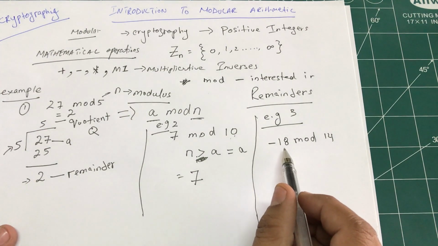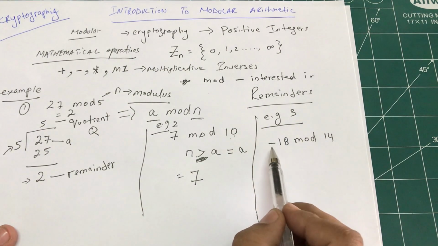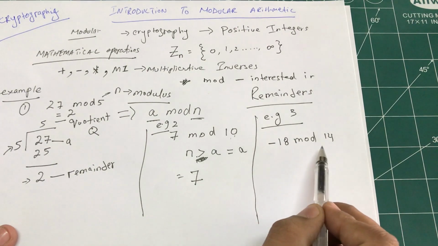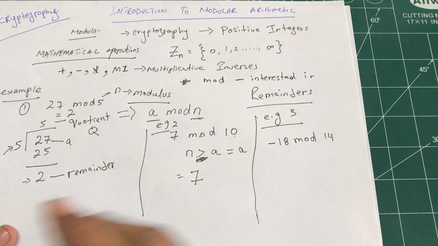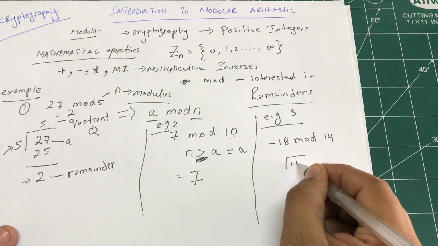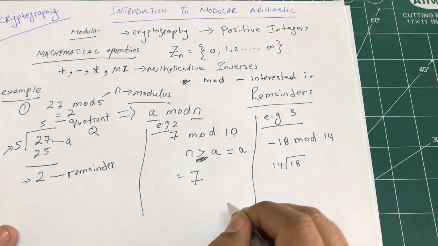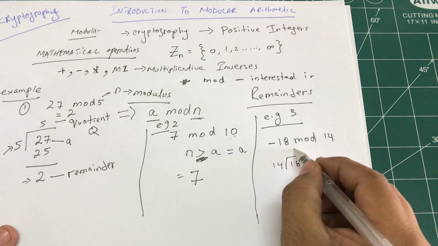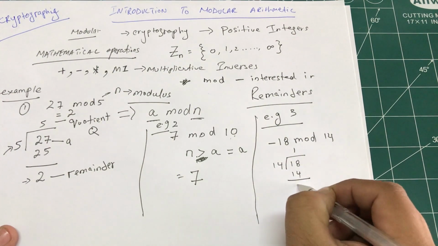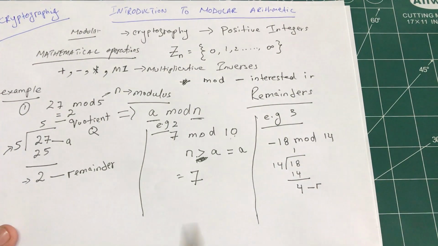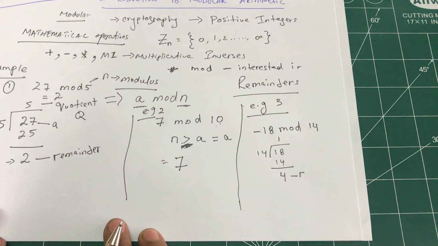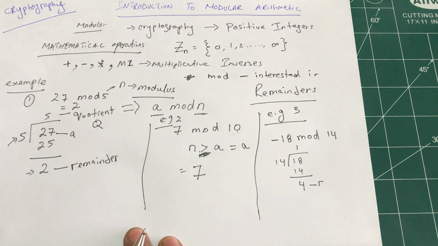So I know this guy is bigger. So we're just going to ignore the negative and we're going to treat this as a normal mod problem. So we're going to divide 18 by 14. What is it? 14 times 1 is 14. The remainder is 4. So this is my remainder. All right, we're going to treat this as a normal problem.